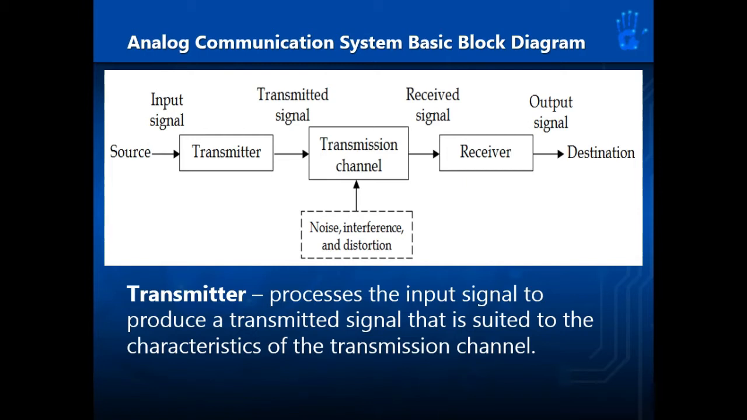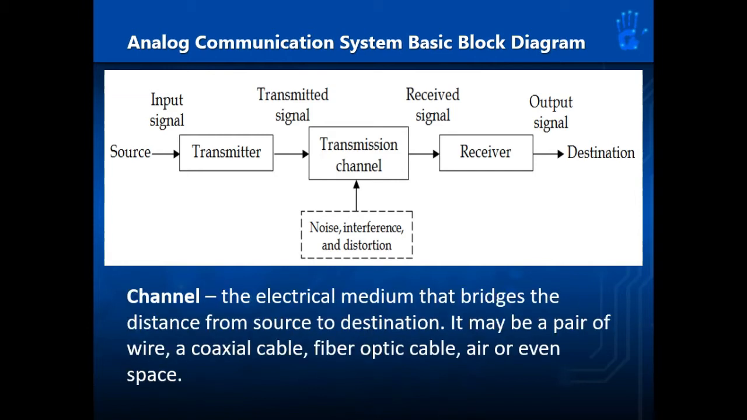The transmitter processes the input signal to produce a transmitted signal that is suited to the characteristics of the transmission channel. The channel is the electrical medium that bridges the distance from source to destination. It may be a pair of wires, a coaxial cable, fiber optic cable, air, or even space.